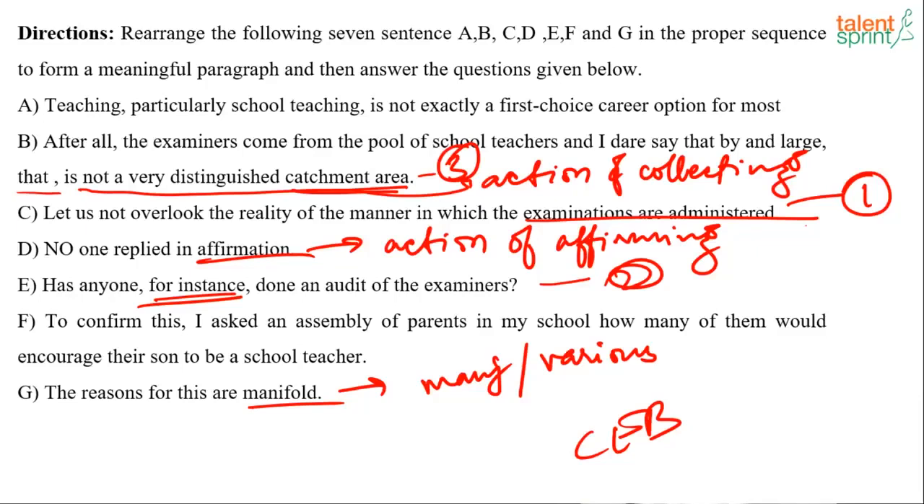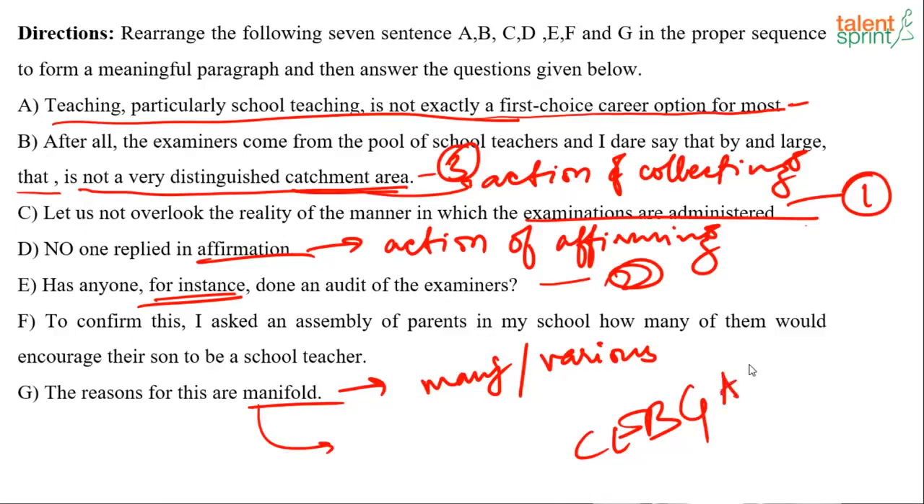Next, what comes after CEB? The reason for this is manifold. Okay, now we are discussing the reasons, so G should come next. The reasons for this are many. Okay, there are many reasons, and then we will see which one highlights one of the reasons. Teaching, particularly school teaching, is not exactly a first choice career option for most. So that's why all this is happening. So G and A are pairs.